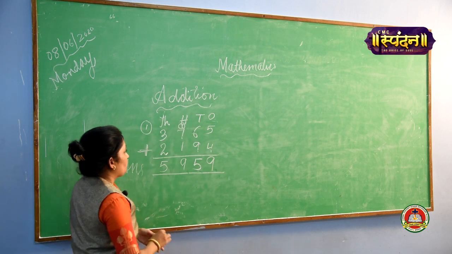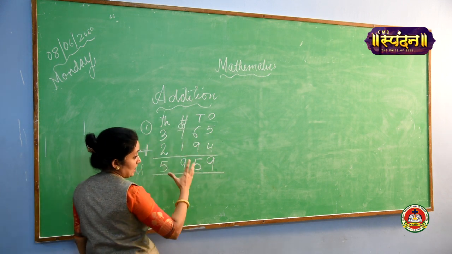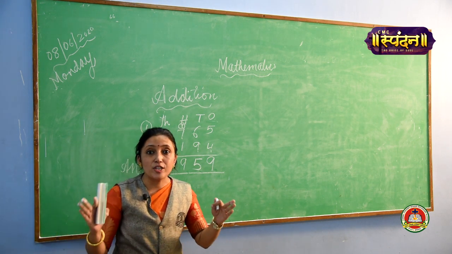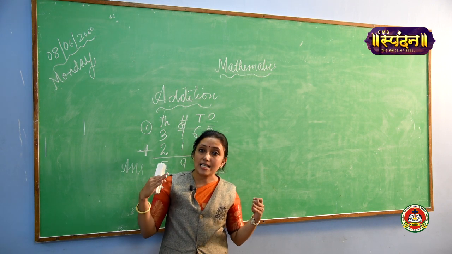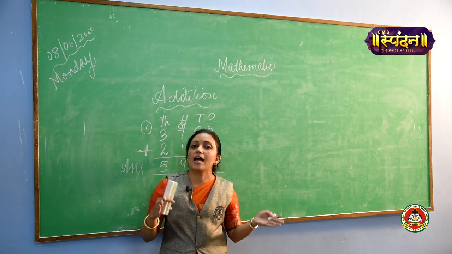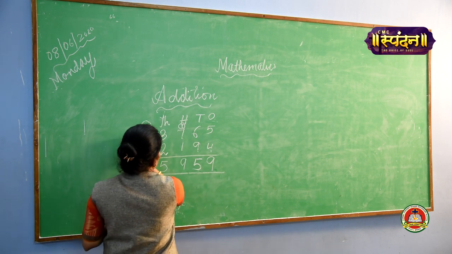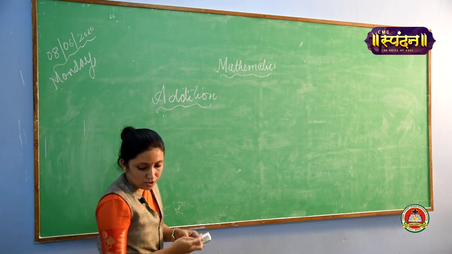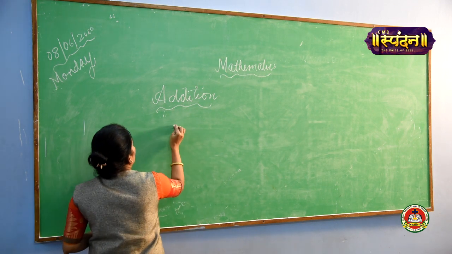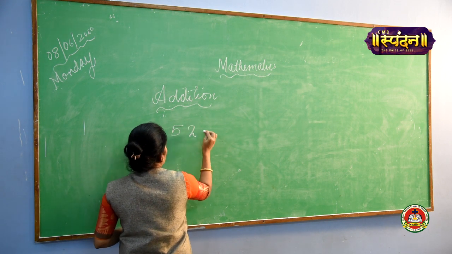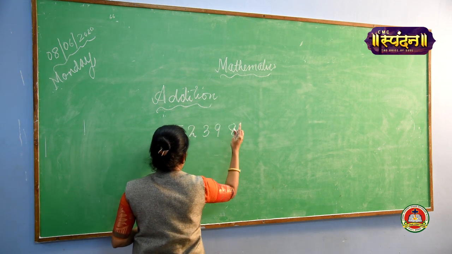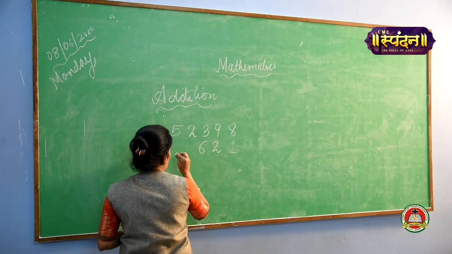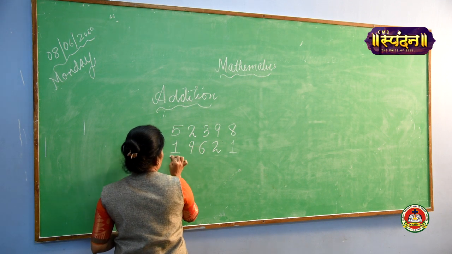Now, this was the 4-digit number which I added. In your exercise, we will definitely have 5-digit numbers as well as 6-digit numbers, the same with addition and subtraction. Now let me focus on a 5-digit number. Let's see how to add 5-digit numbers. I am taking an example, children. 5, 2, 3, 9, 8. Then let me take 2 here, then 6 here, then 9 here, then 1 here.